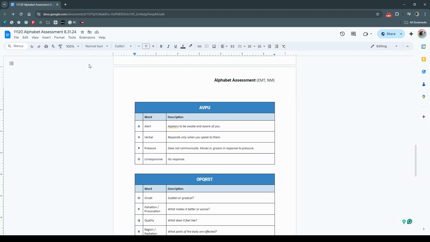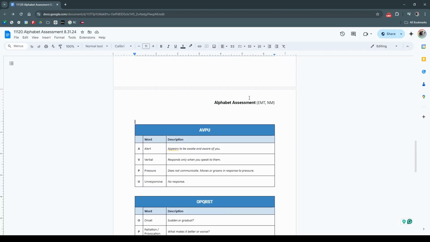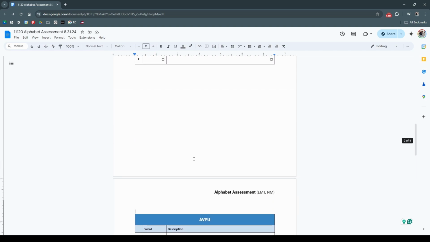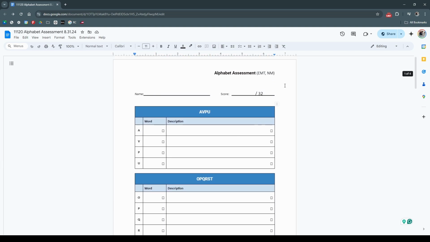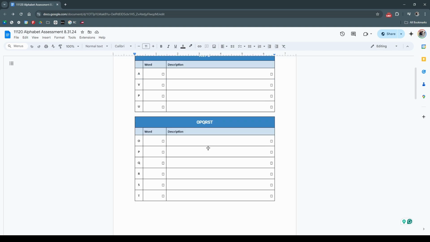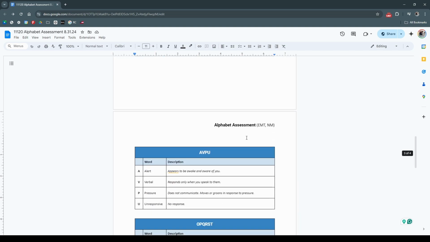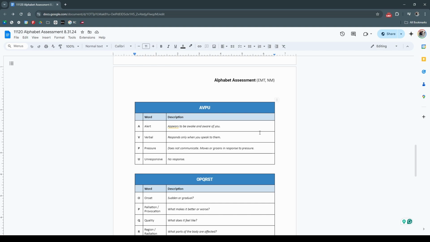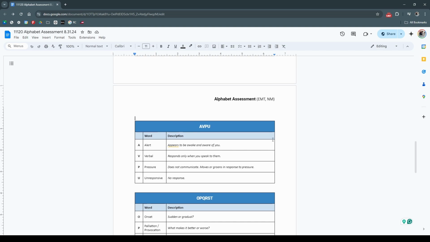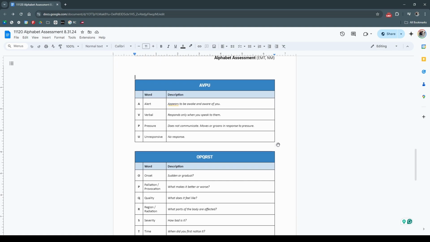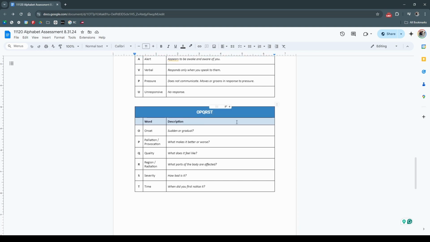Our next homework and quiz is going to be over what I call alphabet assessment. As we move into 1120, we're going to get into the nitty gritty of patient assessment. And these initialisms and acronyms are what we use to build the framework for how to start assessing patients. AVPU, for example, is to determine my patient's level of consciousness, whether or not they are lethargic, sleeping, fully alert, these types of things.